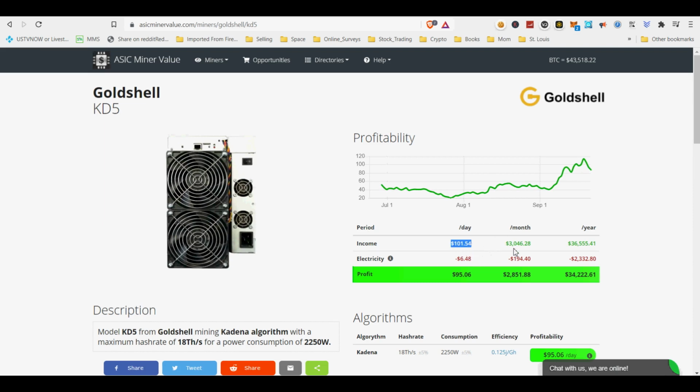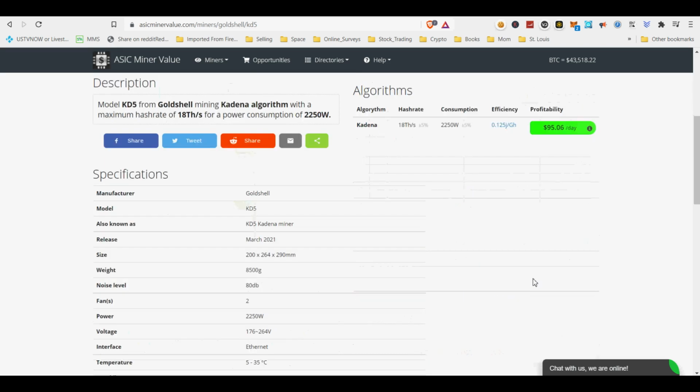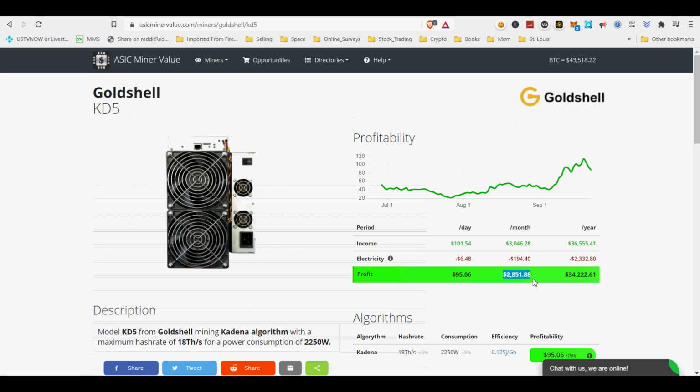Here is the Goldshell KD5 miner specification. The KD5 Kadena miner is made by the manufacturer Goldshell. It was first released in March 2021 and has a maximum hash rate of 18 TH/s. It weighs about 8.5 kilograms. It consumes 2250 watts with voltages between 176 volts and 264 volts.